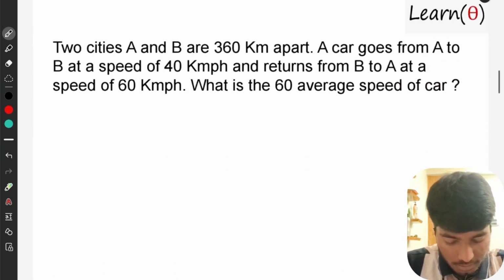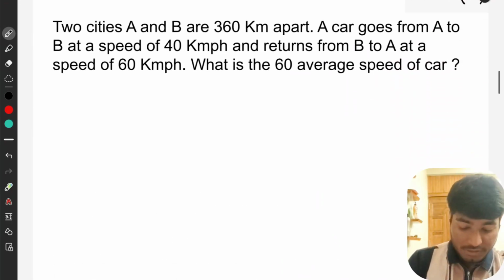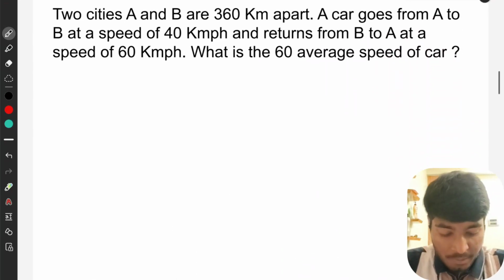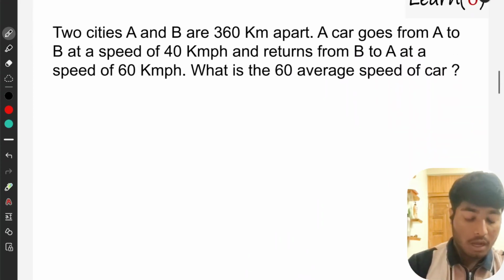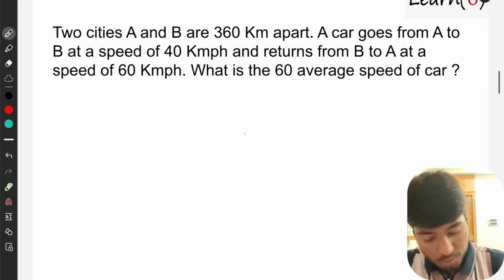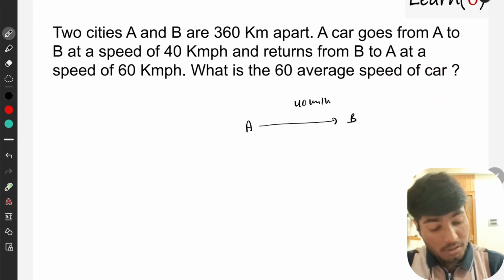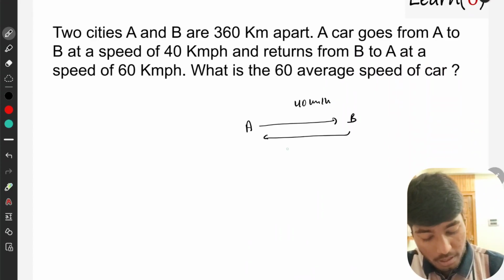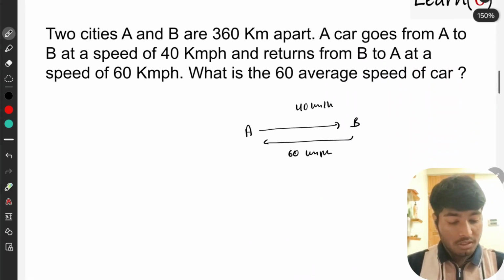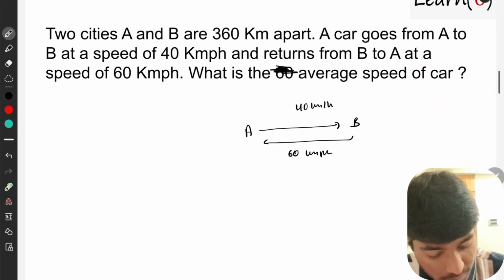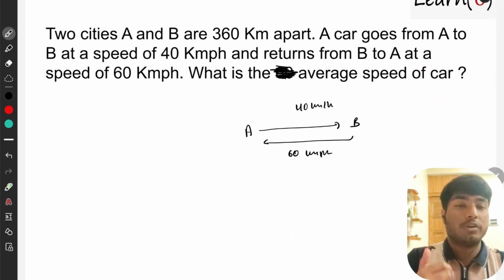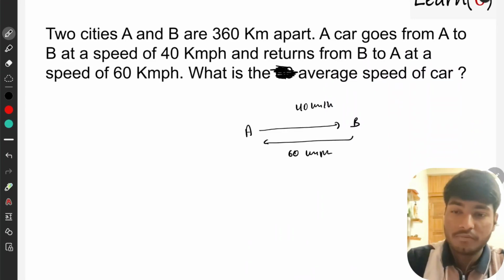Let's begin, guys. The first question: two cities A and B are 360 km apart. A car goes from A to B at a speed of 40 km per hour, and returns from B to A at a speed of 60 km per hour. Now you have to say what is the average speed of this car.